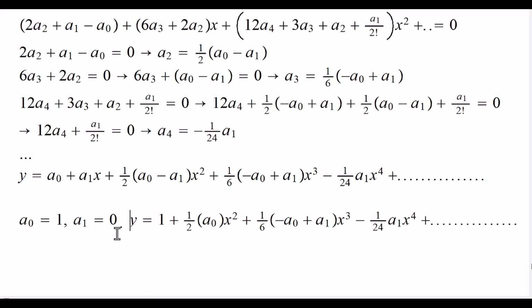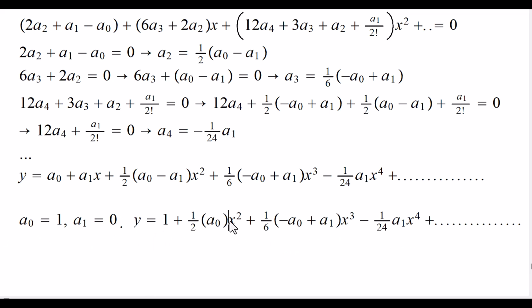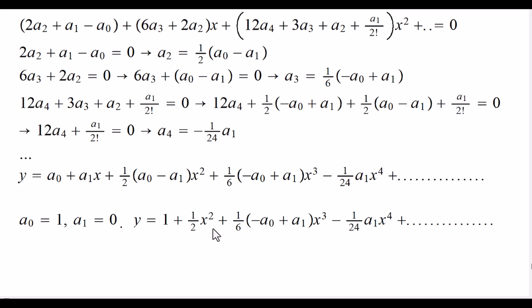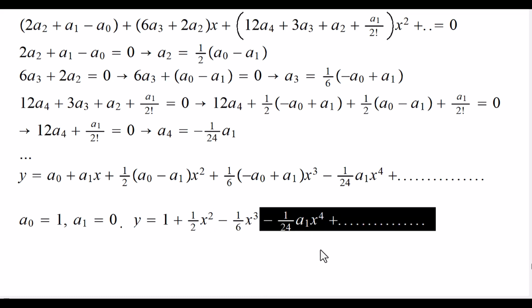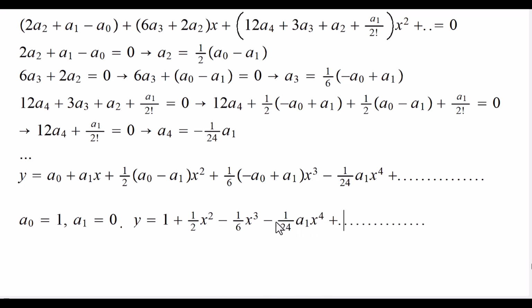So let me do this. Okay. So A0 is 1, so we got 1/2 x, and A1 is 0. So this is out, and that was a 1, so that will be negative 1 over 6, and A1 is 0, so this quantity will disappear. So this is one solution that we have, okay, that we can get.